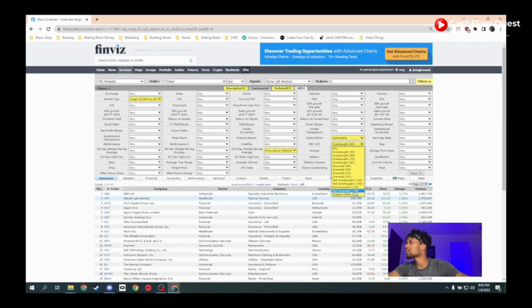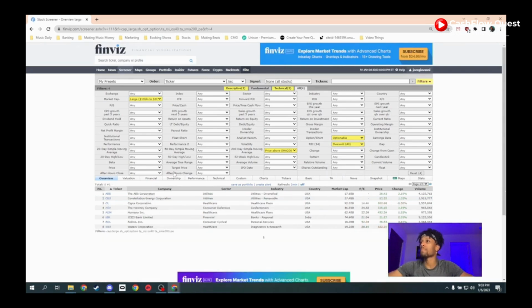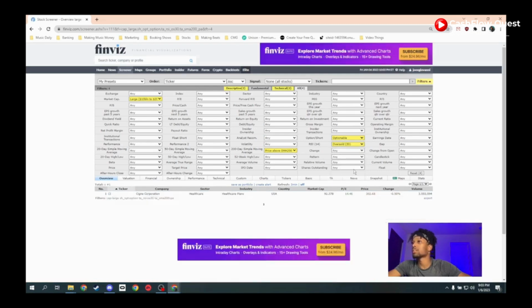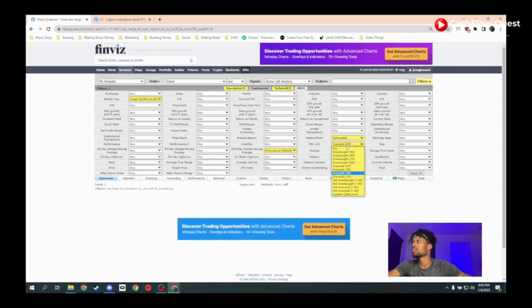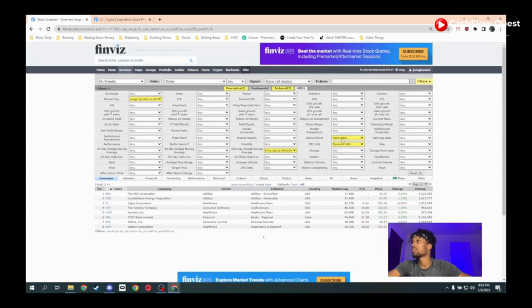Oh no, oversold. There we go. Oversold over 40. Don't know any of those guys. Alright, we're gonna move to oversold over 30. CI. I know you. Let's open you up. Then we're gonna go oversold over 20. So keep it oversold over 40. Cool. Not many, right? So let's move on.